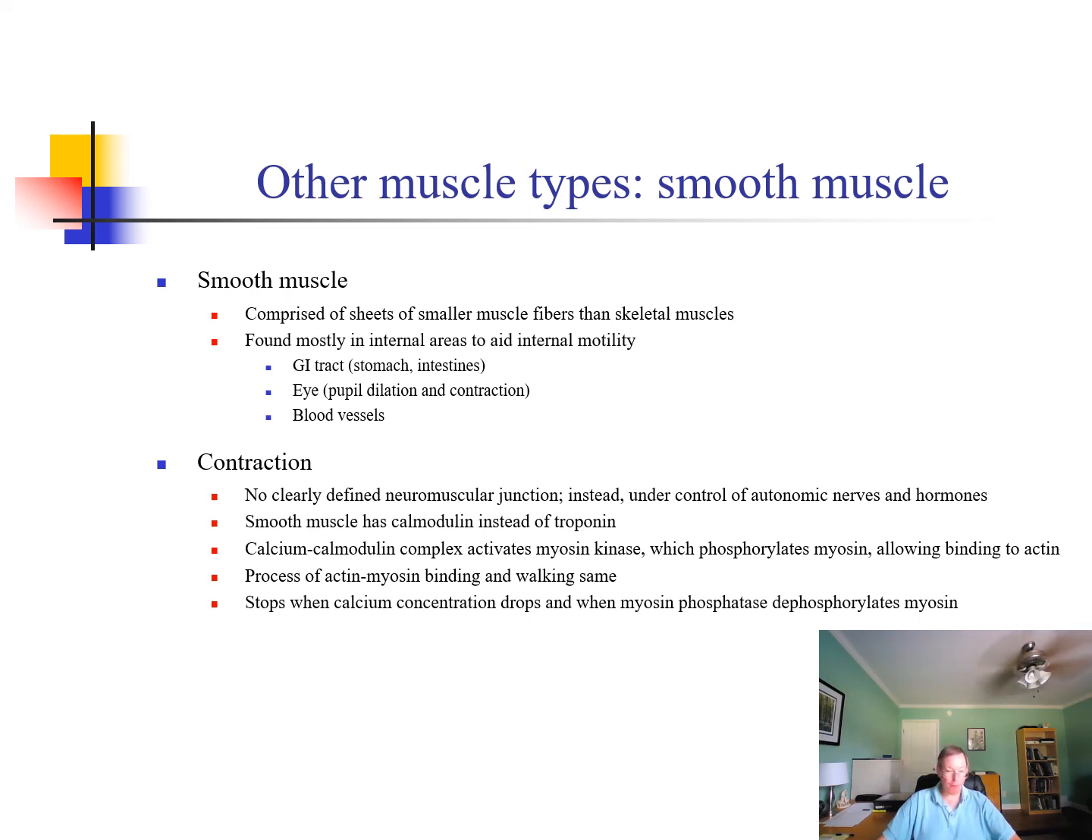So there's no troponin in smooth muscle. There is no neuromuscular junction in smooth muscle. And the myosin is not ready to bind. It has to be activated in order to bind and then pivot to walk. And it also has to be deactivated. It is still modulated by calcium, and in this case by calcium calmodulin.